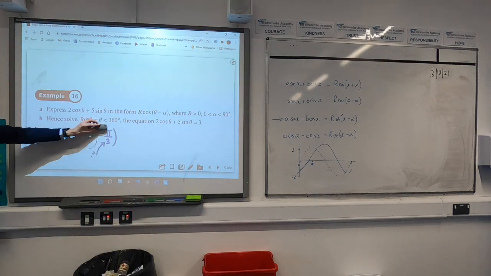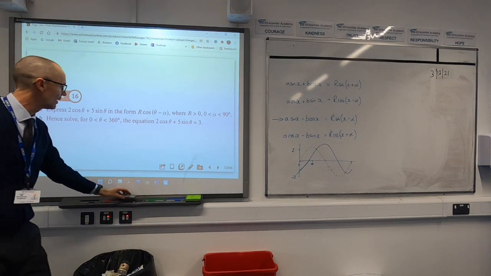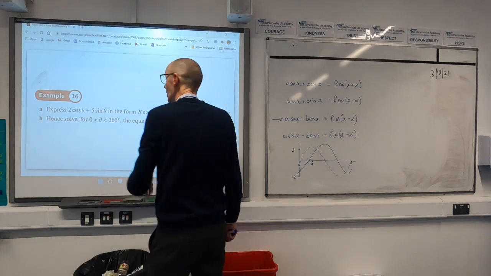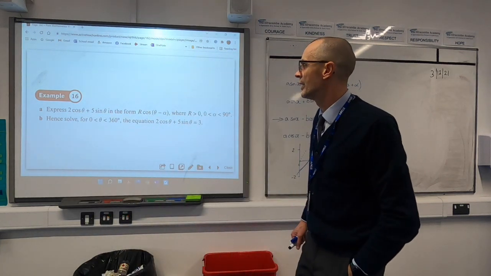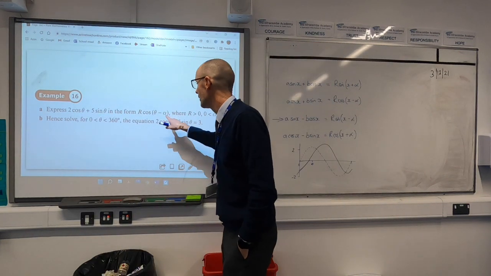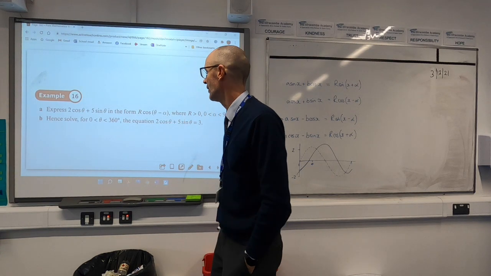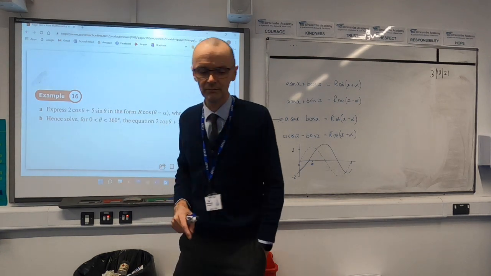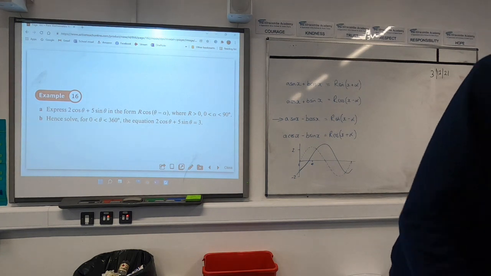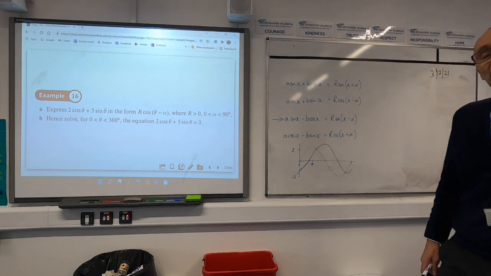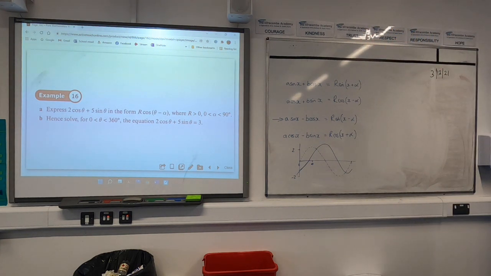Okay, second one. They want me to write this one as a cos, but they've given me the fact that it's going to be minus alpha, and it's already lined up. Happy days. Use your trick. This one turns into a solve problem, but use the trick for part A, guaranteed 2 or 3 marks.